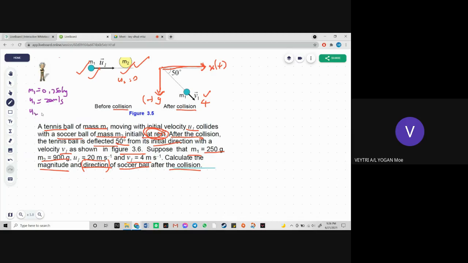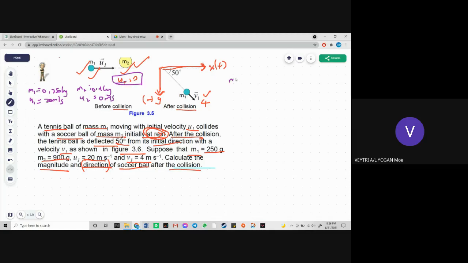Initial velocity for 2, which is... initial velocity for 2 pula. Sorry. You have to do M1, U1 settle. M2, mass untuk yang kedua 0.9 kg. Why? It's 900 gram. Just change it to kilogram. Next, initial velocity for 2, which is kosong meter per second. Kenapa? It is at rest.